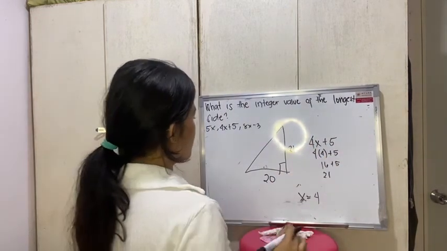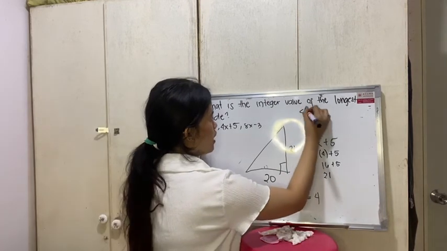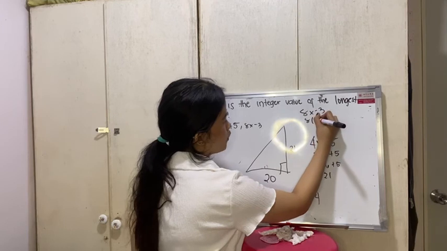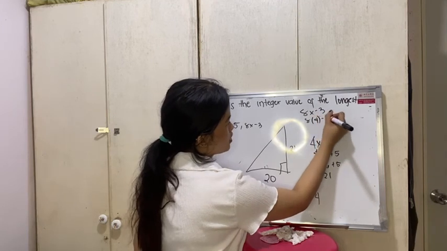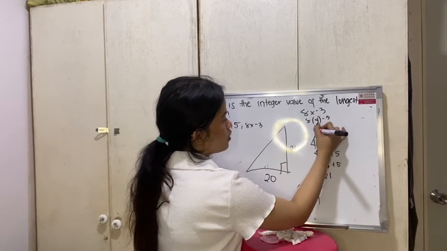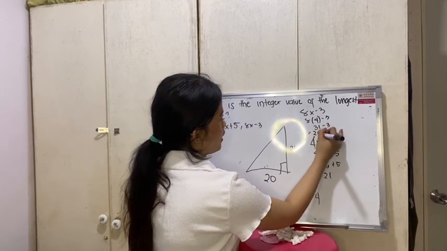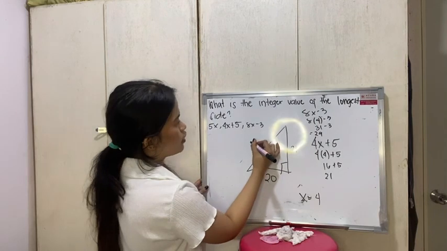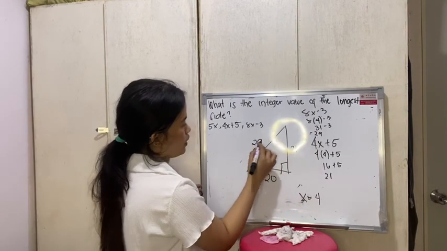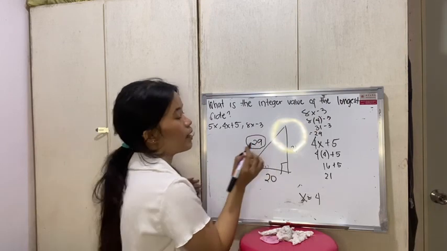And then the value of c, which is 8x minus 3. We substitute the value of x, which is 4. 8 times 4 is equal to 32, minus 3 is equal to 29. So the integer value of the longest side is equal to 29. So that is our answer.